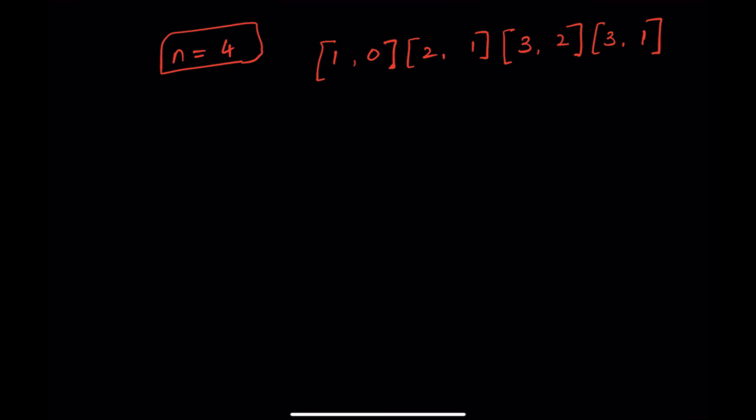Let's use this as an example. We are given a total of 4 courses that we need to see if we can fit into our schedule. Now these are the prerequisites. Now let's start to map these into a graph format.